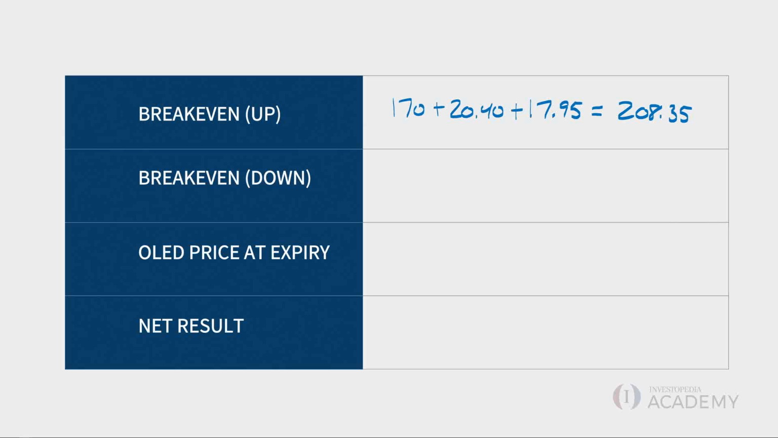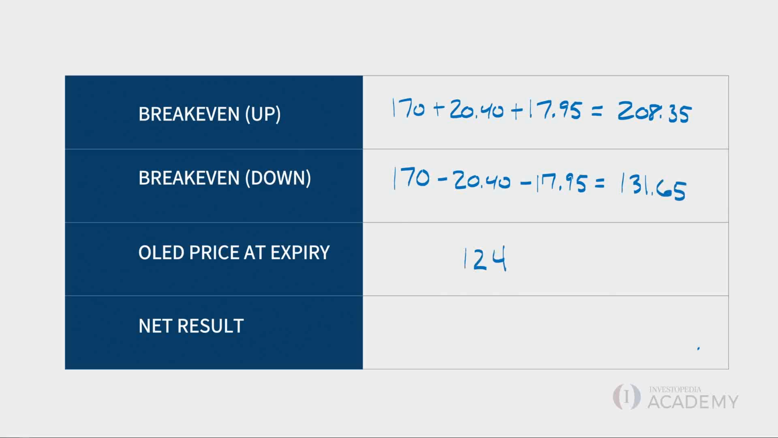Now let's calculate the break-even down. You're going to take the put strike, 170, then you're going to subtract the call premium of $20.40, also subtract the put premium of $17.95, so your break-even down is $131.65. If OLED is below $131.65, I will make money on the trade. Where was OLED at expiration? 124. So it looks like we're going to make some money.